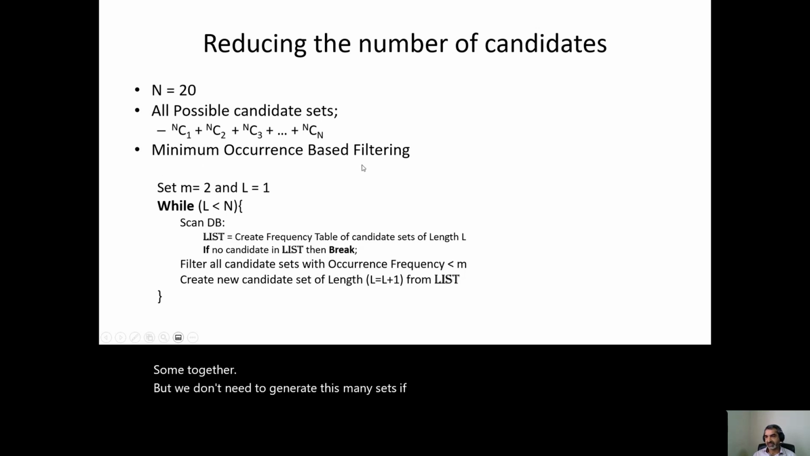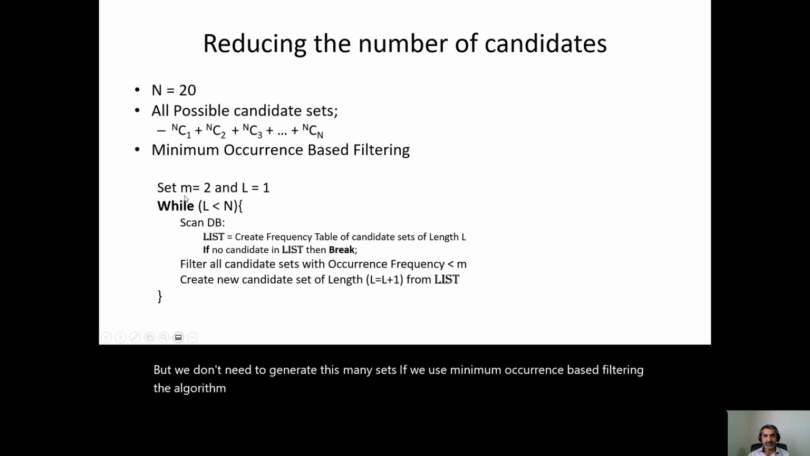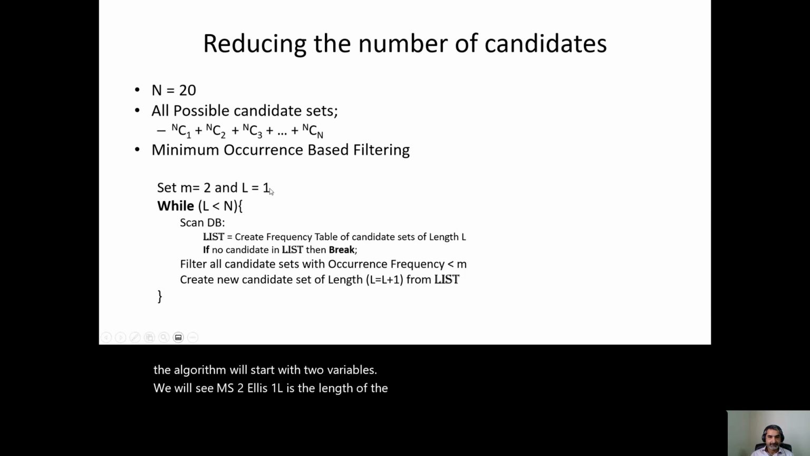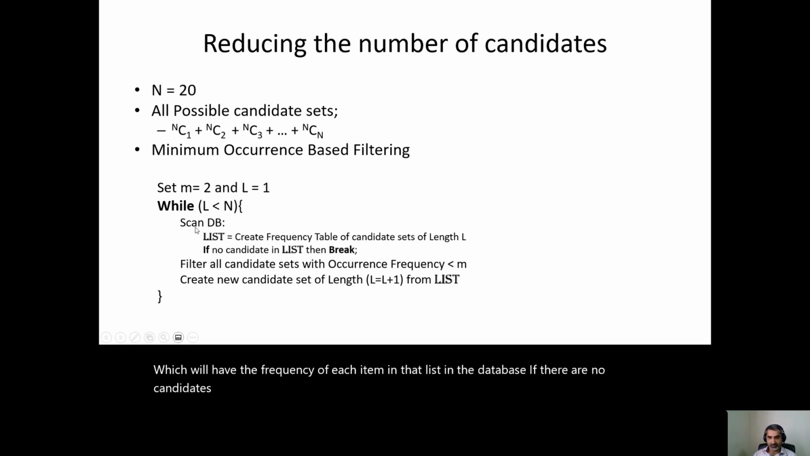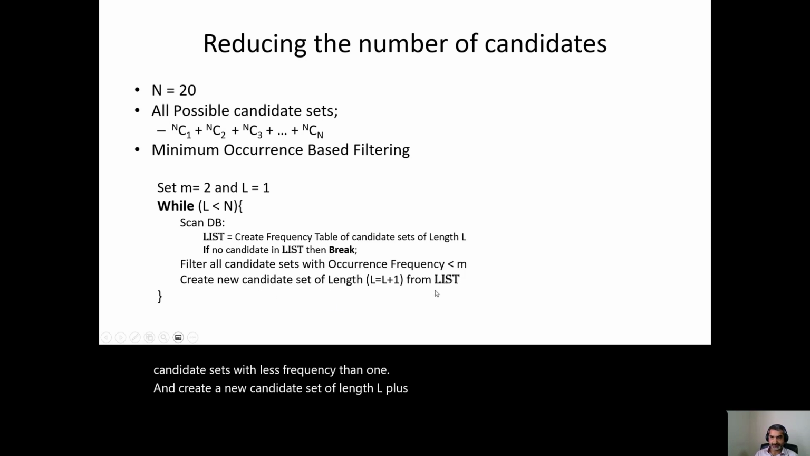If we use minimum occurrence-based filtering, the algorithm will start with 2 variables. We will say M is 2, L is 1. L is the length of the item set, and M is frequency. While L is less than N, where N is the total number of items in the database, we will scan the database and create a list which has the frequency of each item in the database. If there are no candidates in the list, we will break out of this while loop. Otherwise, we will filter all the candidate sets with frequency less than M and create a new candidate set of length L plus 1 from the list.